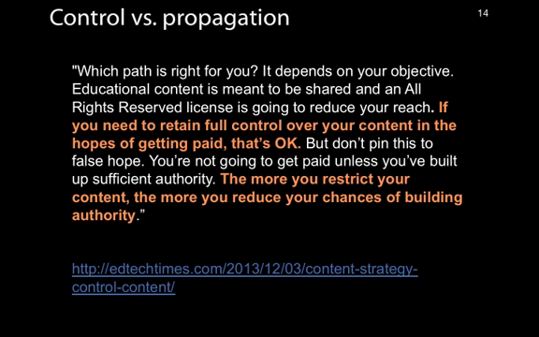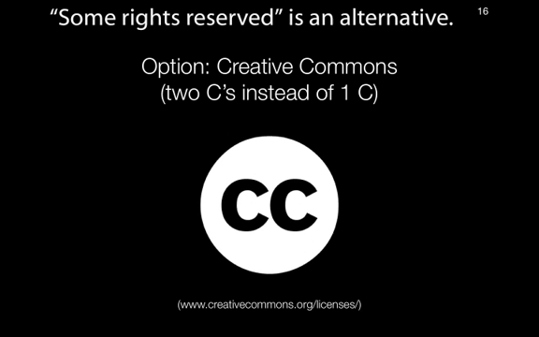This is one reason why we see hybrid models where a subset or excerpt of a collection is shared under an open license, and other pieces are shared as all rights reserved. So if all rights reserved, or 1C, is the default, then some rights reserved with 2Cs is an alternative.